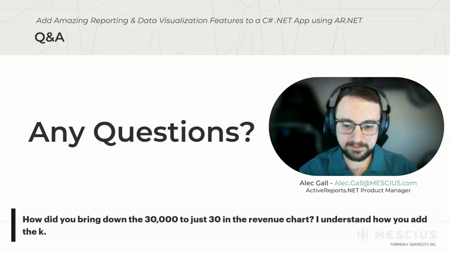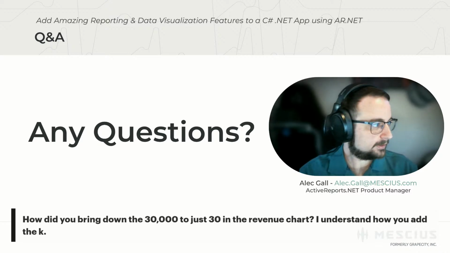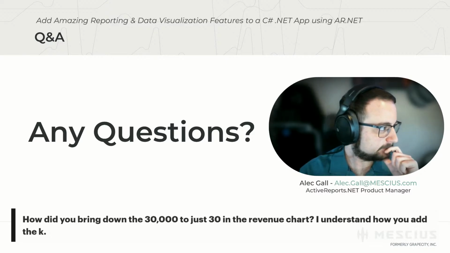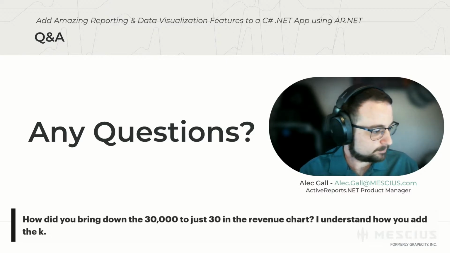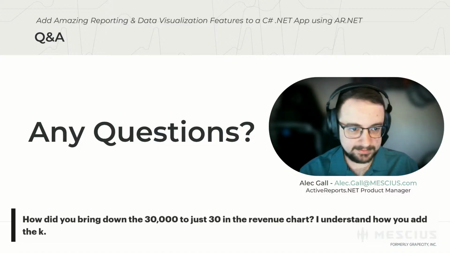How did you bring down the 30,000 to just 30 in the revenue chart? I understand how you add the K. So that was with the, let me see if I can refresh myself with exactly what I did in my expression.